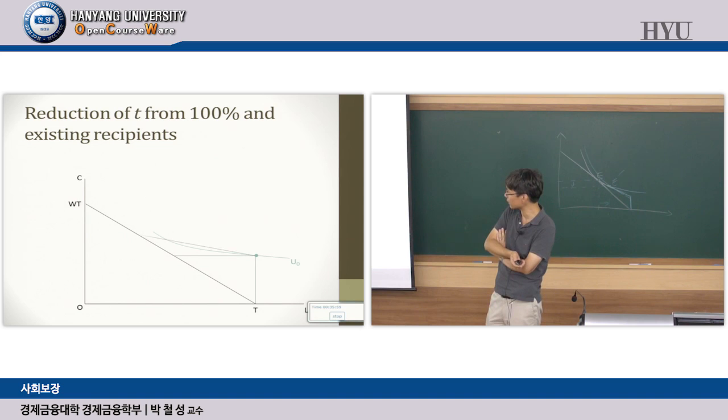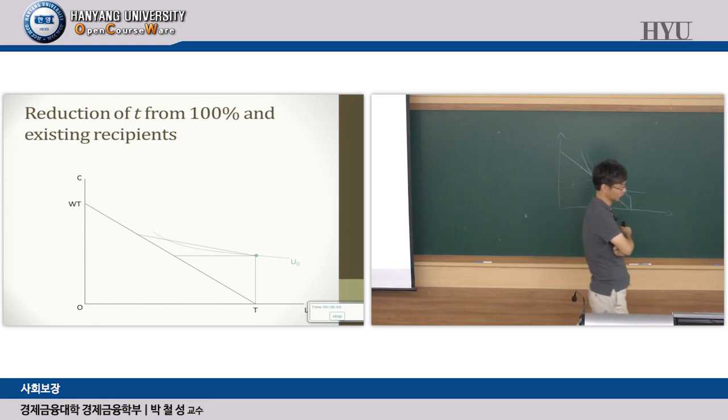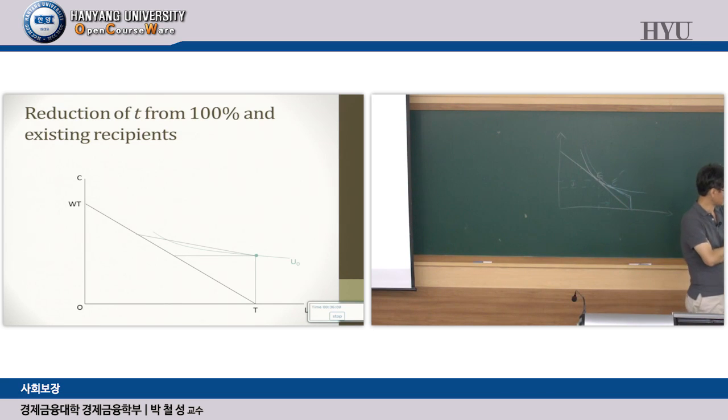Actually, one way of fixing it is to make T lower. So let's make the implicit tax rate below 100%. So we do not reduce the benefit by the amount of their own income, but by a certain percentage of their own income. Let's say 20%, 50%, whatever. If we can do that, sure, we can make this individual work.